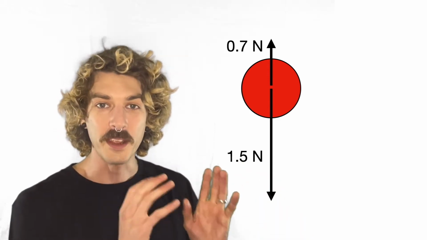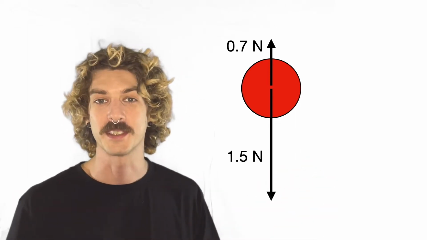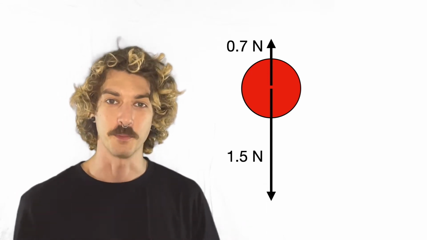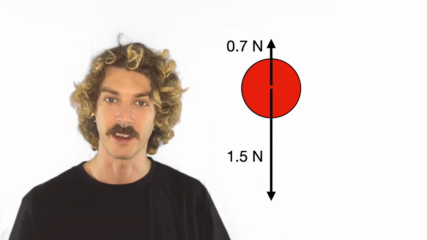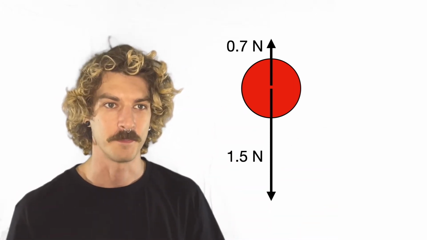So this is called a free body diagram. A free body diagram is where we just draw all of the forces acting on an object and represent them with arrows where the size reflects the magnitude of the vector and the direction obviously.